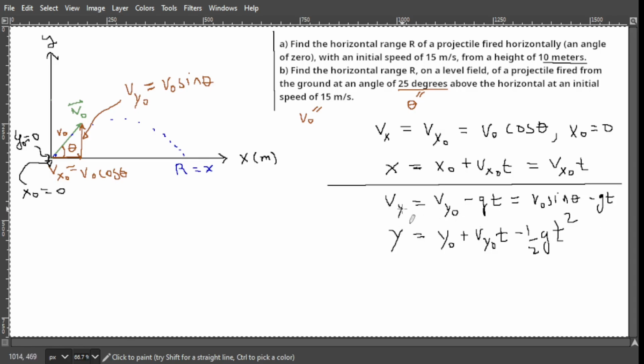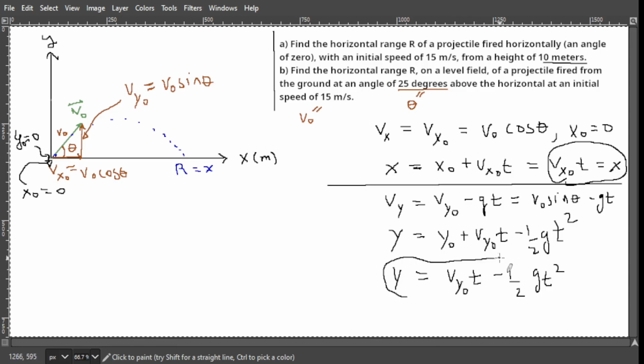That one doesn't really simplify too much in this case, but for this one, y0 is equal to 0. So this term simplifies, and this just becomes 0t minus 1/2 gt squared. So these are our reduced equations then. That's my reduced horizontal motion position equation, and here's my reduced vertical motion position equation.